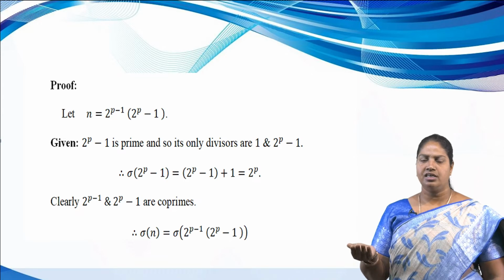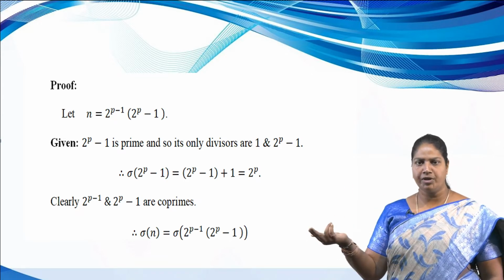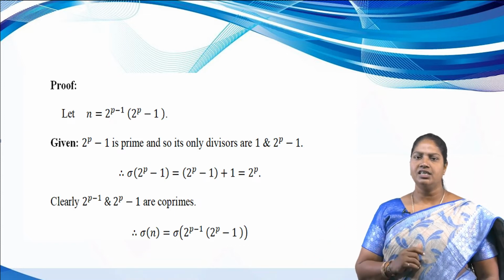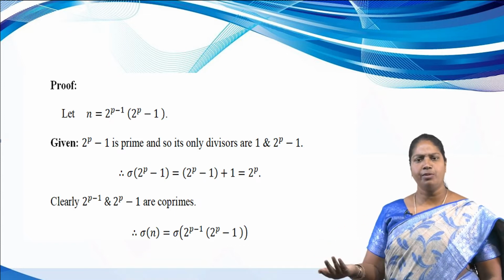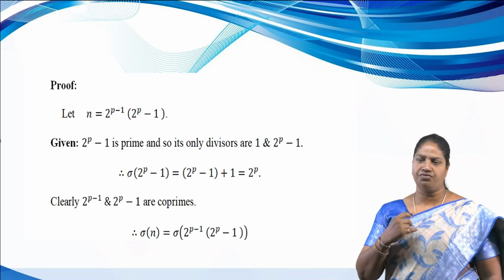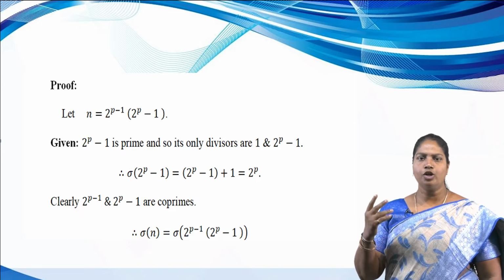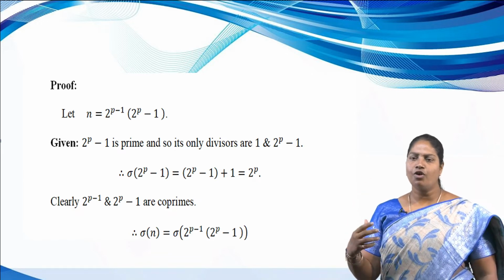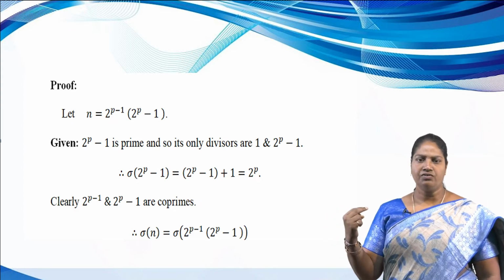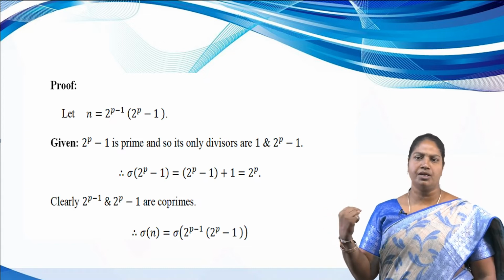Now let us take n equal to 2 power p minus 1 into 2 power p minus 1, and we are given that 2 power p minus 1 is a prime number. That means it has only two divisors, 1 and itself, that is 1 and 2 power p minus 1. So what will be the sum of the divisors? Sigma of 2 power p minus 1 is the sum of these two numbers, 1 and 2 power p minus 1. If we add these two numbers, we will get 2 power p, which is a power of 2. It is an even number.